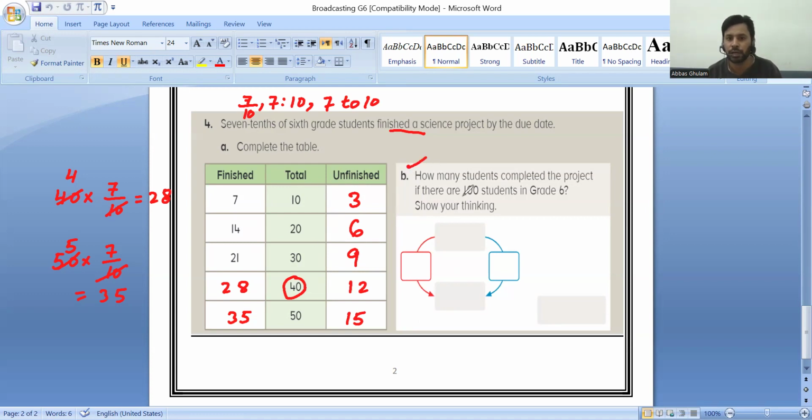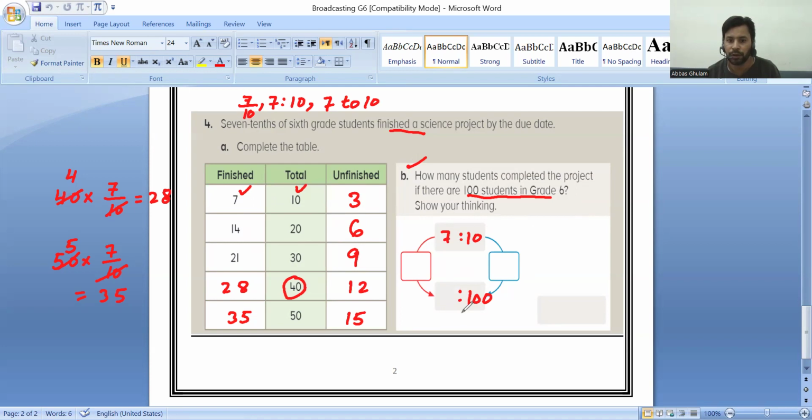Let's try part B. How many students completed the project if there are 100 students in grade 6? So for example, here the total is 100 students, and I want to see how many students completed the project. I can choose any ordered pair. For example, I choose 7 and 10. I will write here 7 and here 10.